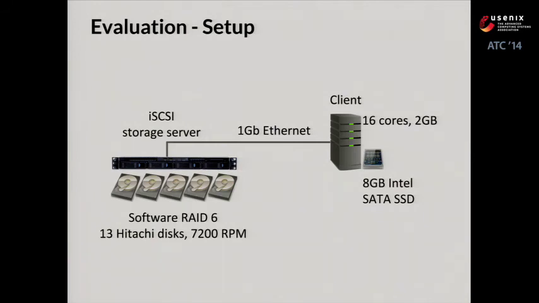For our evaluation, we use a client and an iSCSI storage server. The server uses a software RAID 6 with 13 standard 7.2K RPM Hitachi drives. The server and client are connected using 1 gigabit Ethernet. The client is a 16-core machine with an Intel SATA SSD attached to it. We limit the client's physical memory to 2 gigabytes and use only 8 gigabytes of SSD for caching. This is to emulate a typical mid-end storage configuration in a production environment.